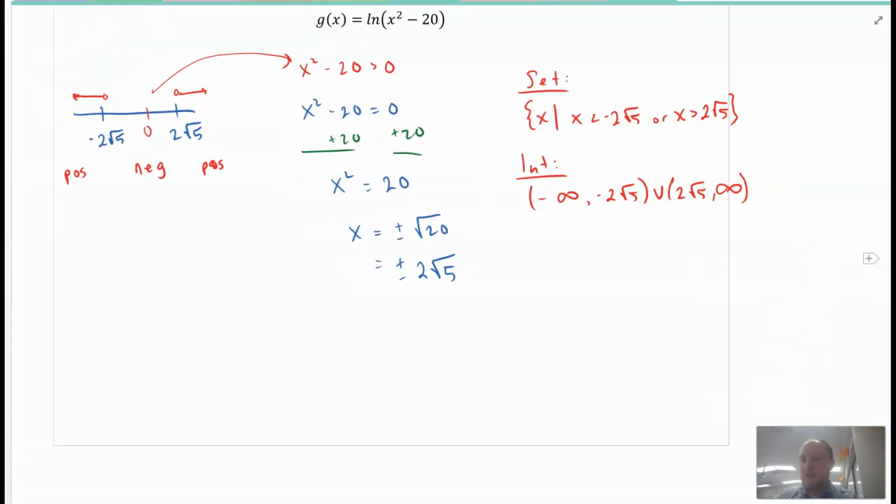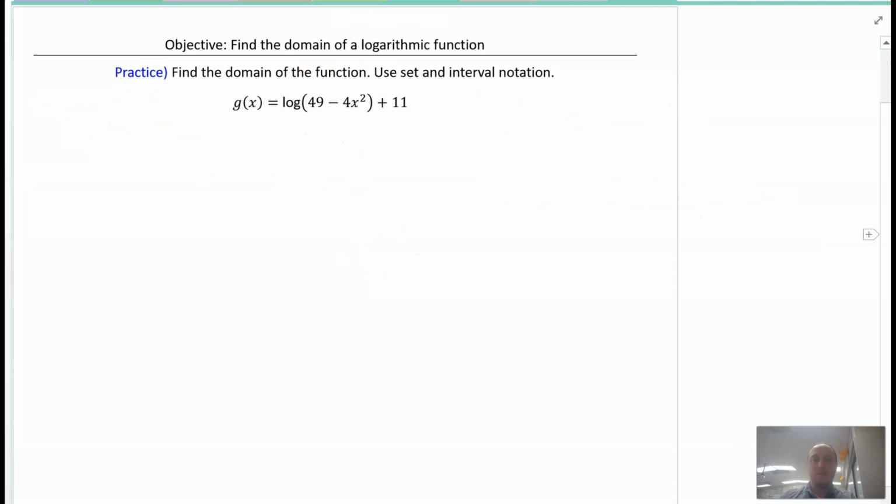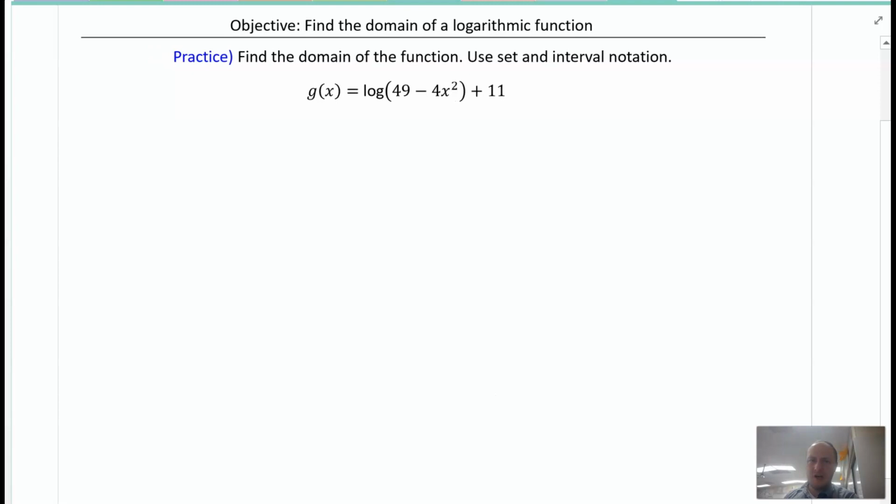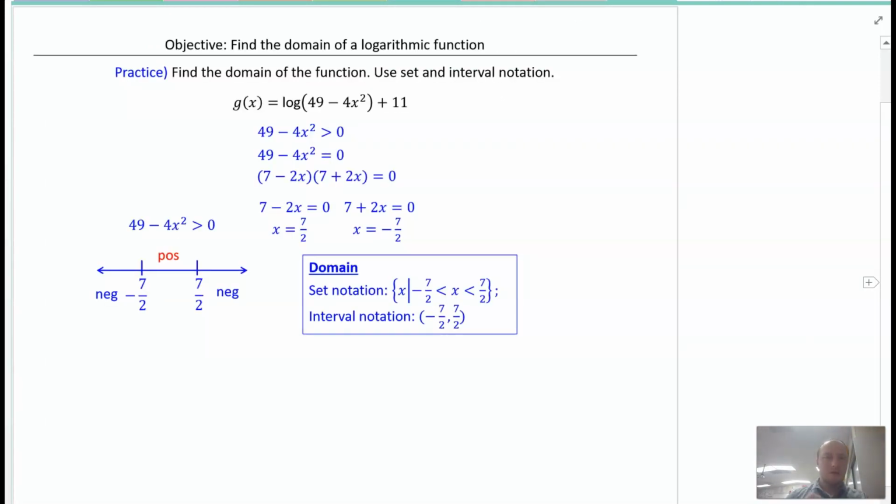I have a practice problem for you. Please go ahead, pause the video, and try this example. All right, hopefully you paused the video. Here is the solution. Okay.